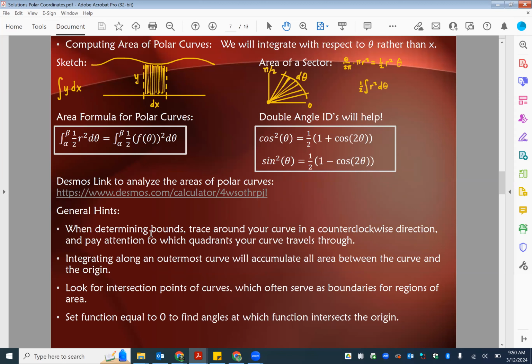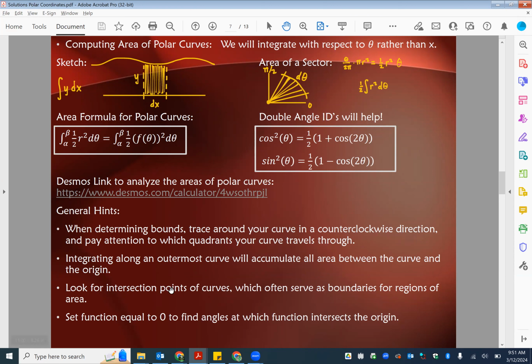All right, let's get back to the notes here. Things to think about, determining bounds. What angle are we starting at? What angle are we ending at? Trace around your curve in a counterclockwise direction. Pay attention to which quadrants your curve is going through to help figure out what your angle bounds will be. We integrate along an outermost curve, and we're going to get all the area between that curve and the origin.